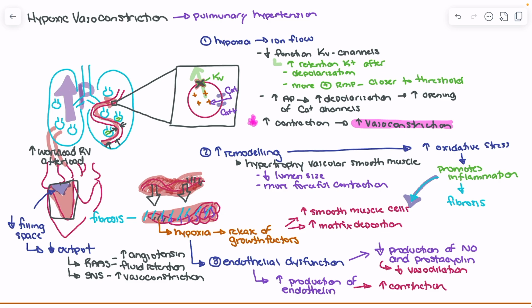So again, if we think about consequences, we've now added one more piece to this puzzle, which is further promoting vasoconstriction, further promoting remodeling, and at the end of the day is going to lead to a reduction in lumen size, which will lead to higher pulmonary vascular resistance.